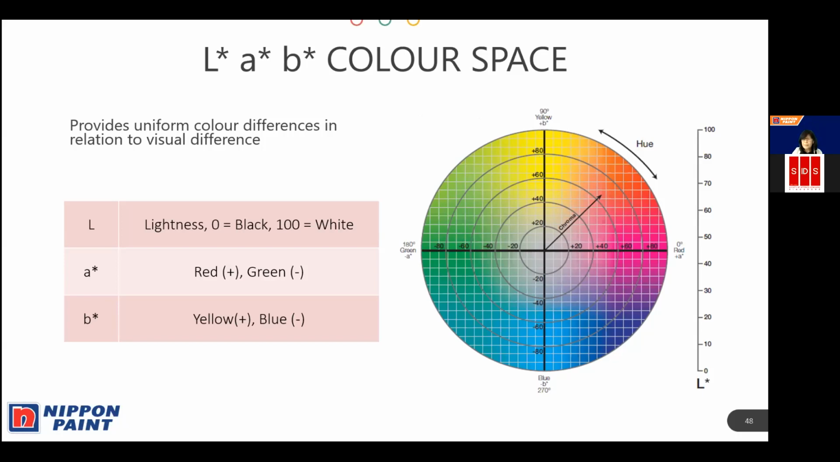Again, on opposite sides are the cool and the warm colors. So they are basically measuring the position where the color appears on this LAB color space. And this is used a lot. LAB is used a lot in our color matching system. When we measure colors, we will probably use LAB.